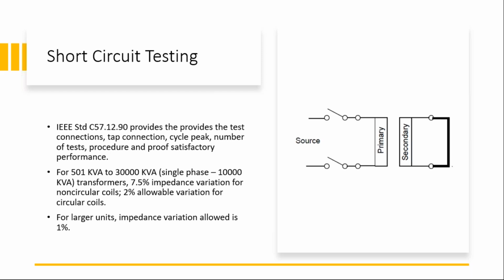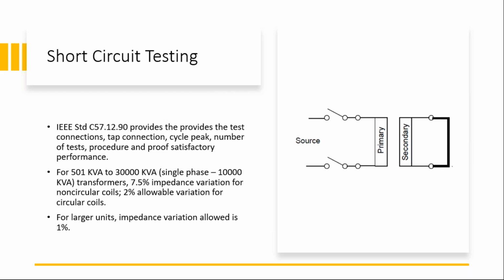The passing criteria of this test is that we measure the impedance of the transformer, per phase for each phase of the winding, and we measure the same impedance after a short circuit. The allowed variation for rectangular coils is 7.5%. For small distribution transformers, 2%, and for large transformers, it's 1%.